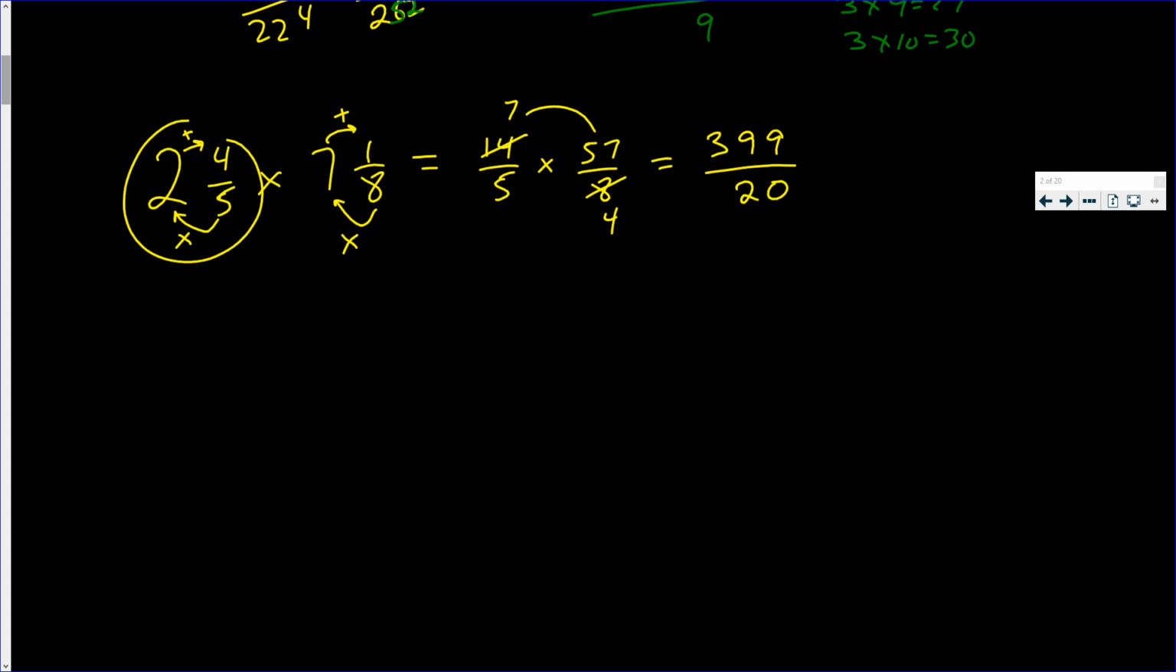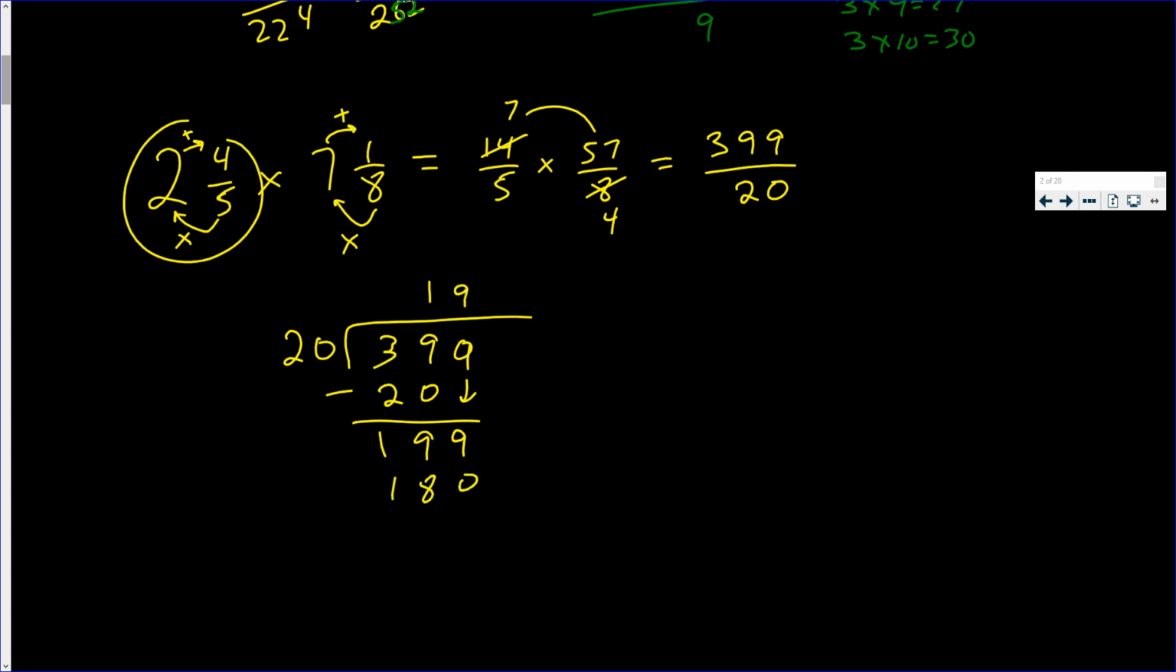Okay, so we do the division. You should know that 20 times 20 is 400. So it's going to be just below 20. It's going to be 19 something. 20 times 1 is 20. We subtract, we get 19. Bring this down. 20 times 9 is 180. We're left with 19. So it's really close to 20.